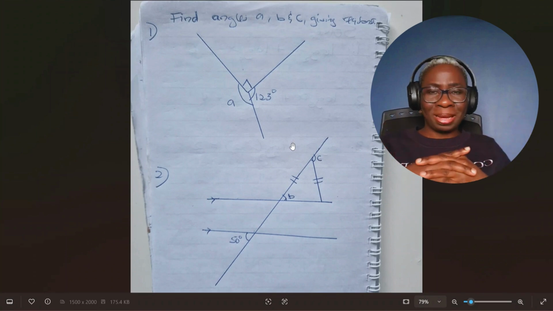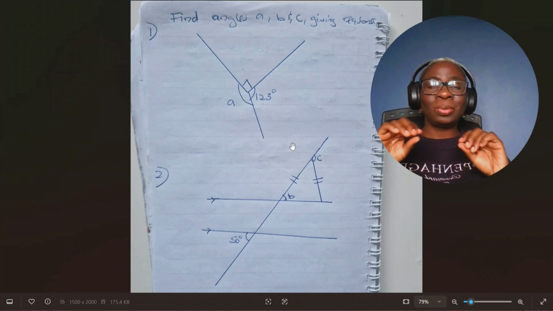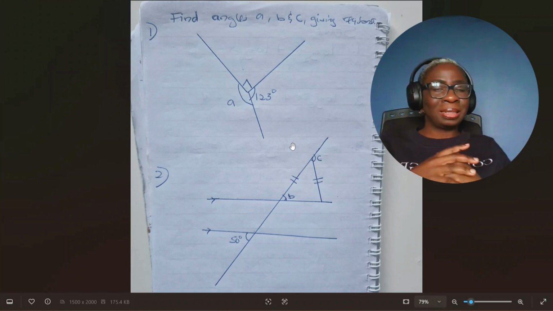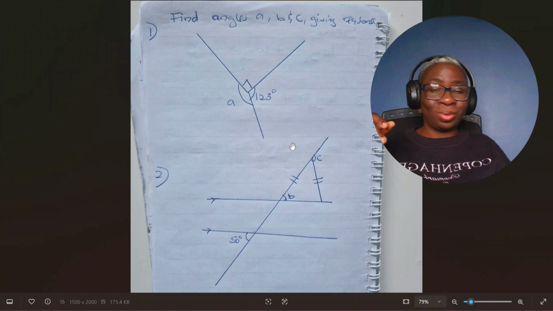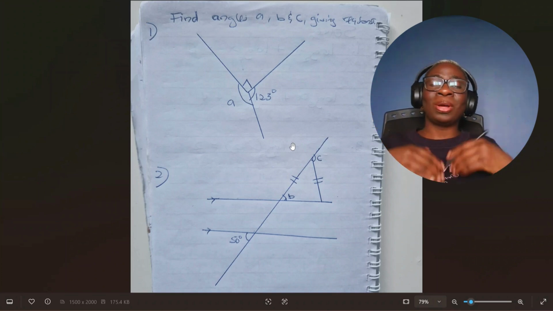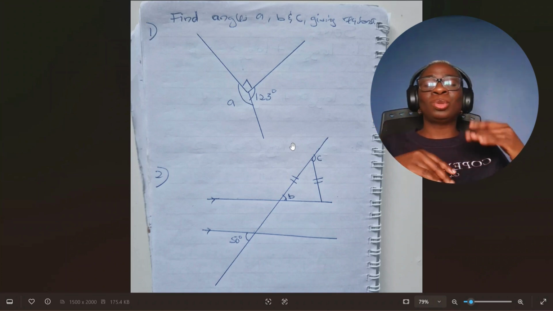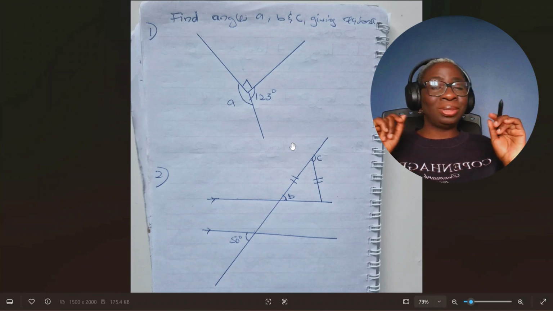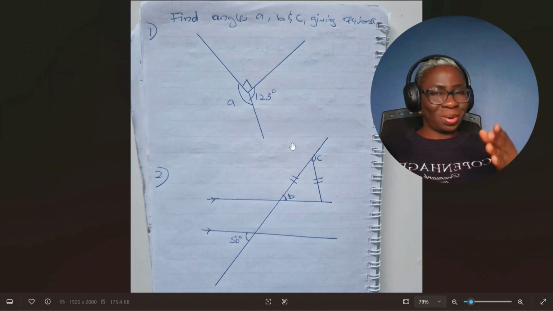Welcome back. In these questions, we are to find the angles A, B, and C, giving reasons. You don't just find the angles. When you have questions like this, you have to give reasons why you think your answer is correct.